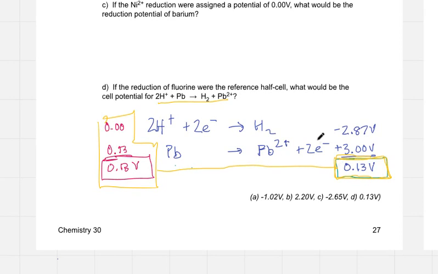So changing the standard changes listings in the data book. It changes what the half reactions are rated, but it doesn't have anything to do with the total potential of a cell. For the total potential, you can use any standard you like, and generally we'll go with our data book standard because it's already there. Fair enough?